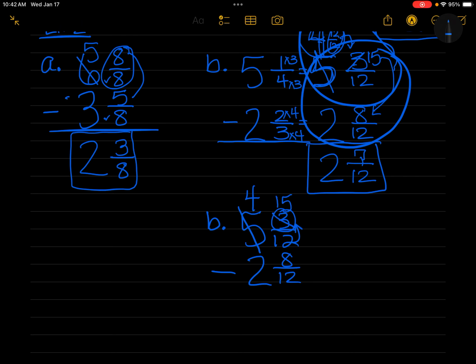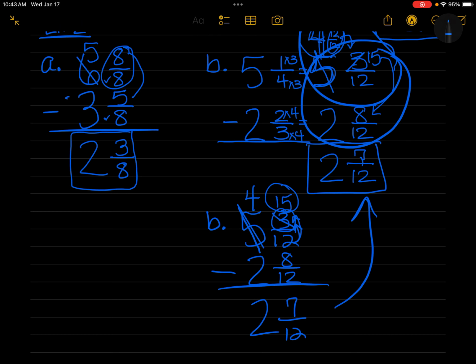So now I have 15 over 12 minus 8, which is the 7/12, and 4 minus 2, which is 2. Okay, same answer I got here. The shortcut is when you borrow, then you add the bottom plus the top, and that's your new numerator.